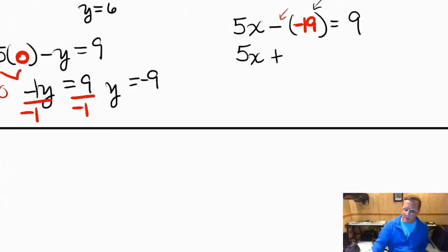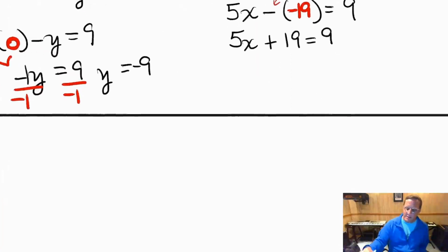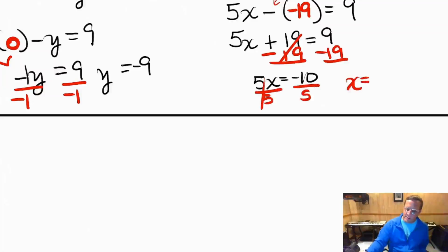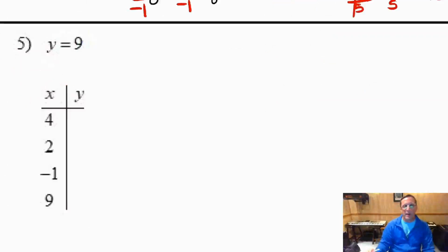So you got 5x plus 19 equals 9, and now just apply inverse operations. Start solving it. So now we got 5x equals -10. Divide by 5, and there you go. X equals -2.